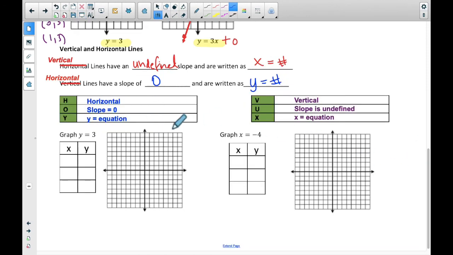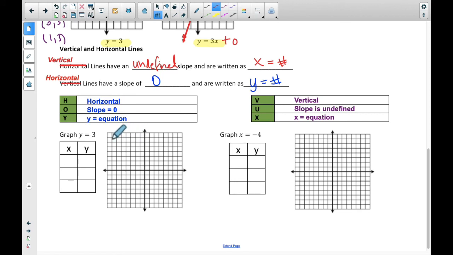Now there's a little mnemonic that you can use to memorize that, if you want to do that. And it's HOY and VUX. I never actually use this, but a lot of people do, so it works for some people. So HOY means horizontal, slope is 0, and the equation is a y equals equation. Whereas VUX means a vertical line, slope is undefined, and the equation is an x equals equation. All right, let's see what that means in the graphs.